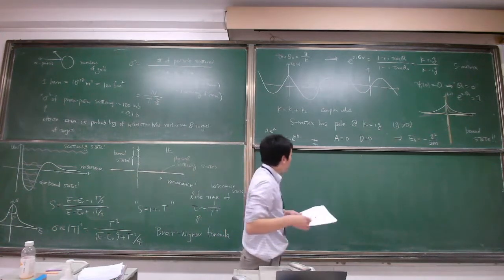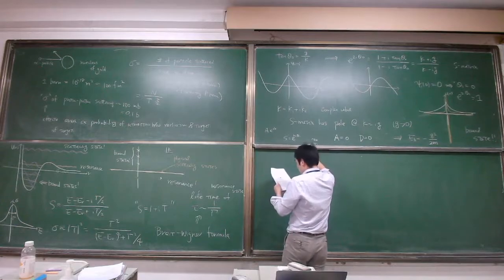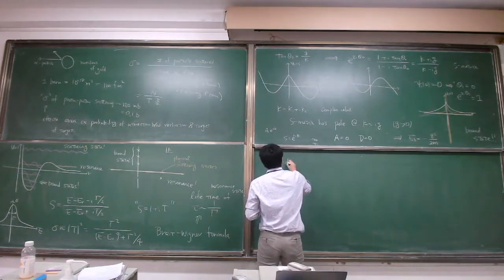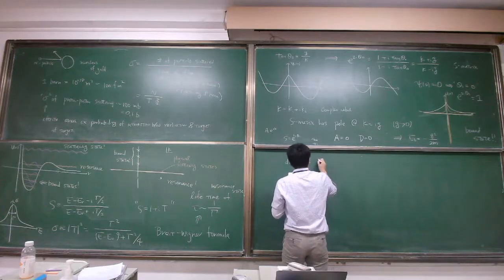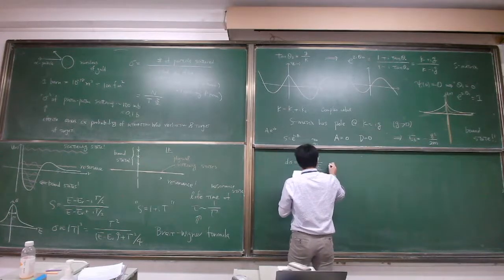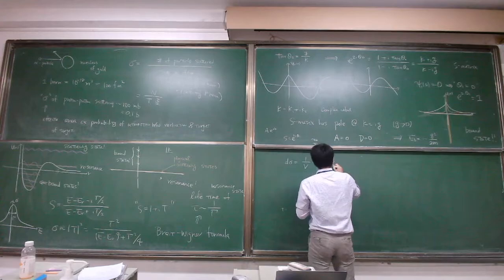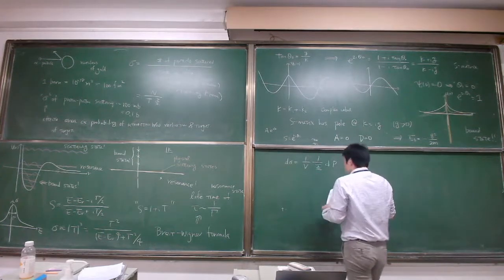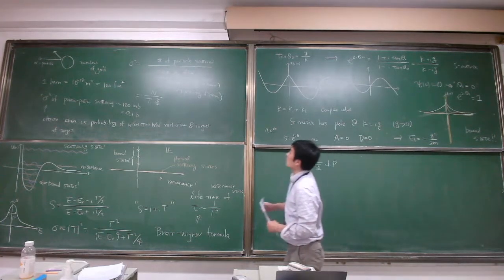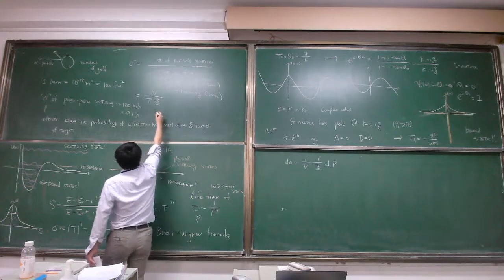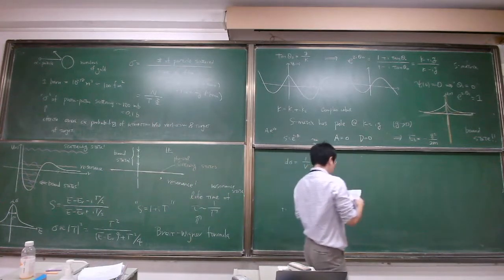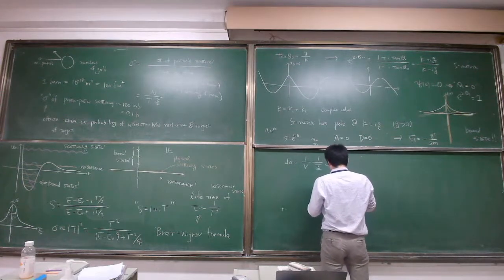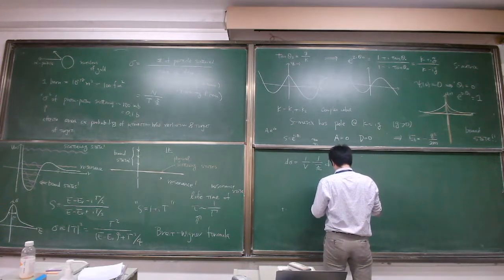In quantum mechanics, this can be written as follows: d sigma, with d phi and dp. As I mentioned, this is flux and time and number. This is the flux.